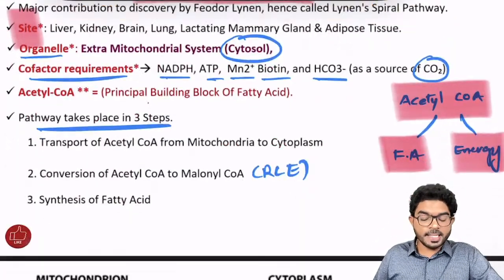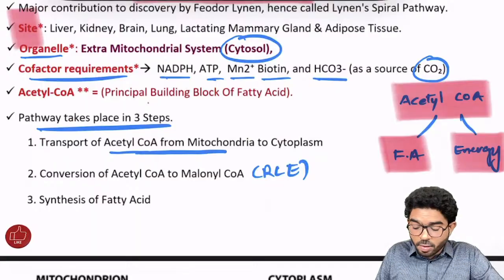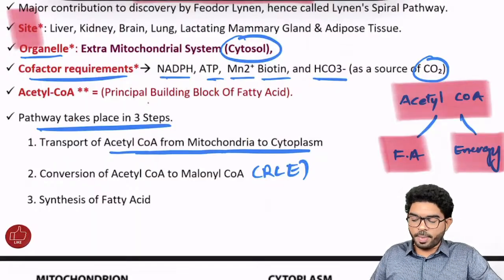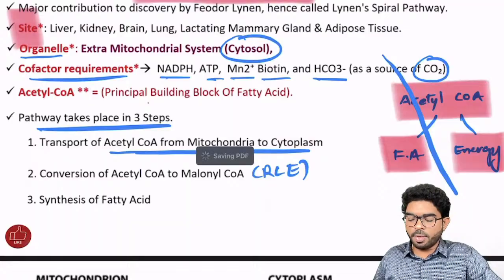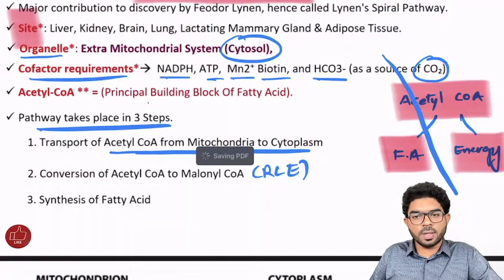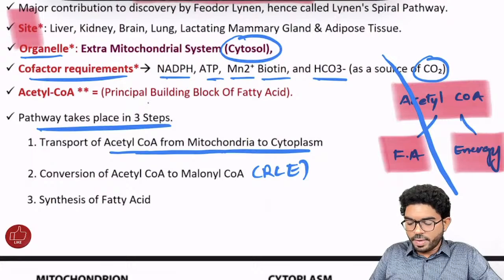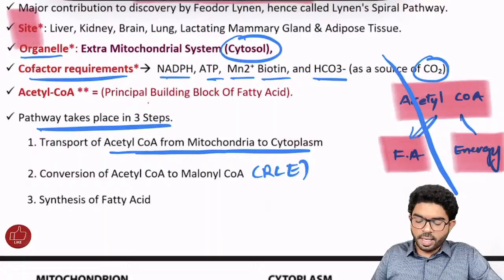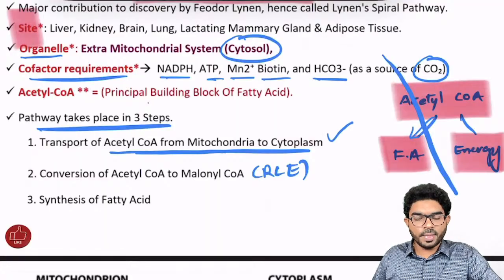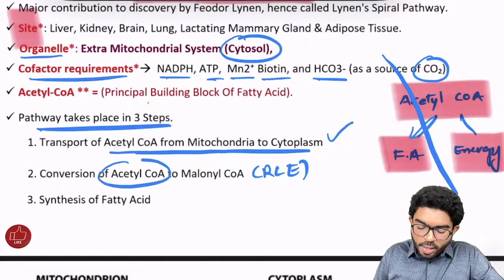Step 1 is the transfer of acetyl-CoA from the mitochondria to the cytosol. Acetyl-CoA enters the Krebs cycle in the mitochondria, but now I don't want energy, I want to store my fatty acids. So I am sending it to the cytosol, where fatty acid synthesis takes place. In the cytoplasm, the most important thing is the conversion of acetyl-CoA to malonyl-CoA.